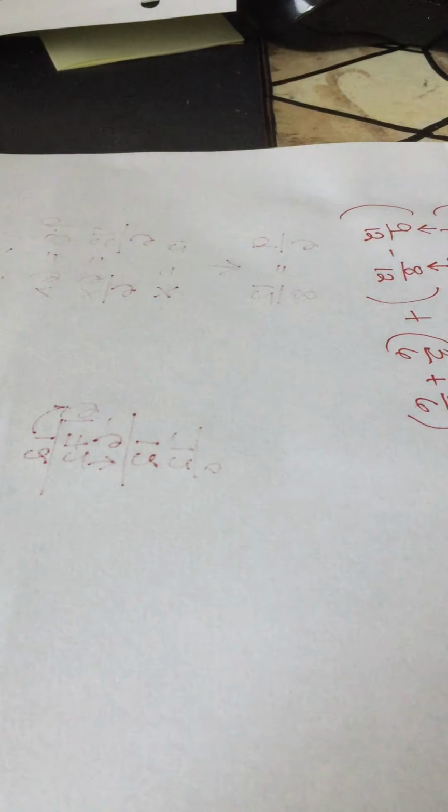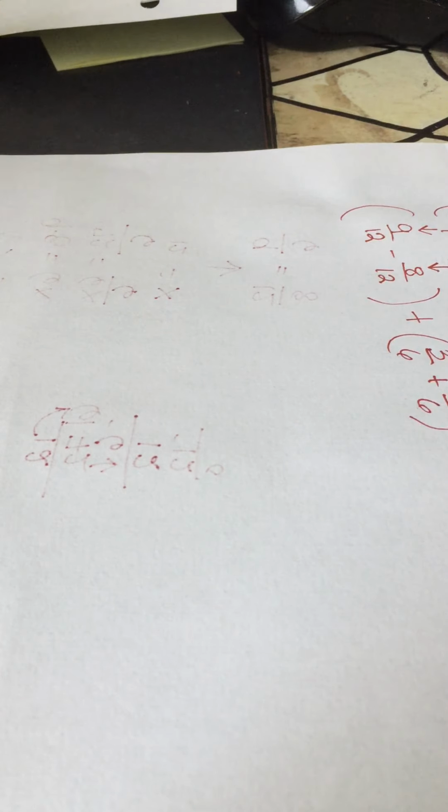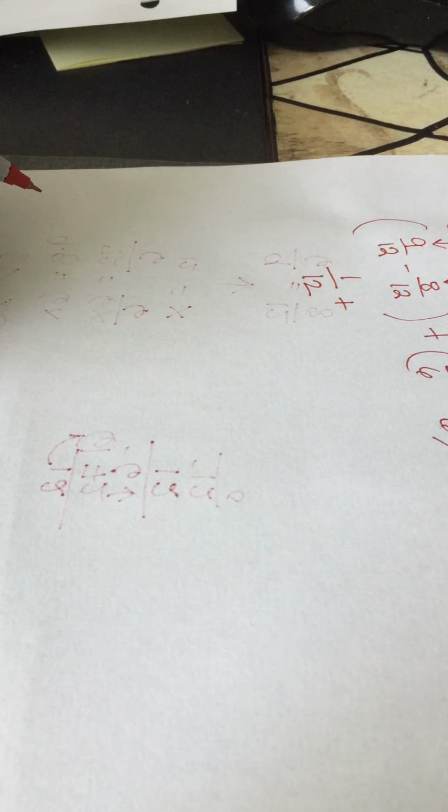Now, let's solve each part of the problem. So if I have 9/12 and I take away 8/12, the result would be 1/12. If I have 3/6 plus 2/6, the answer would be 5/6.